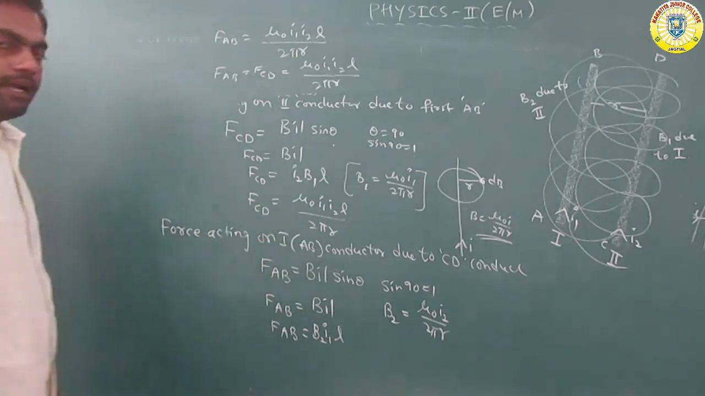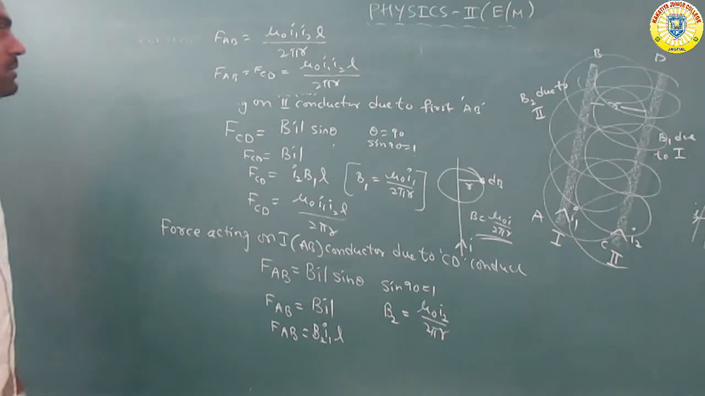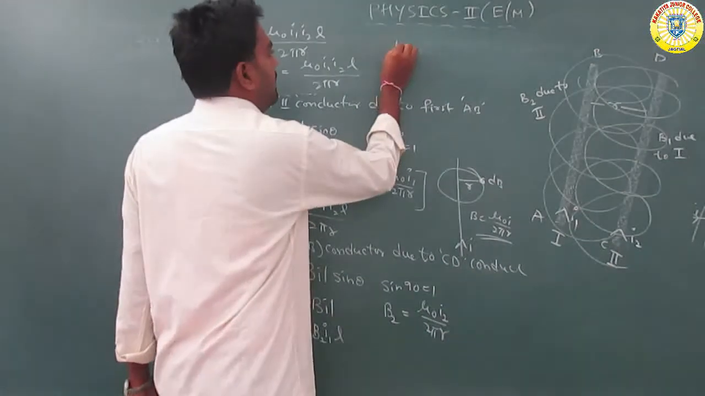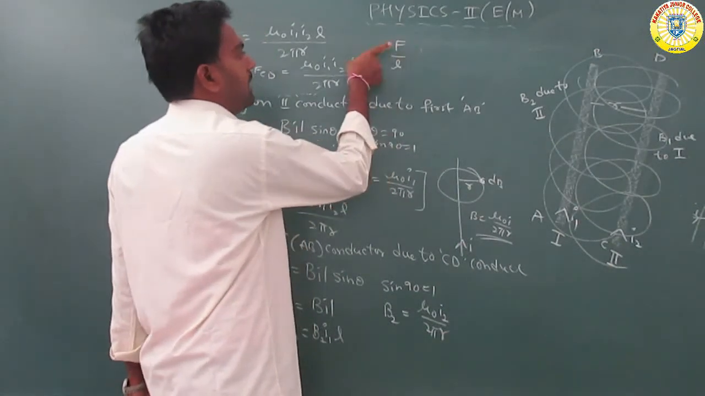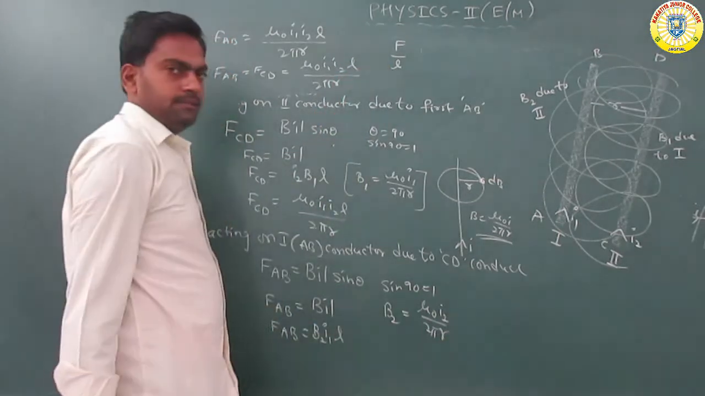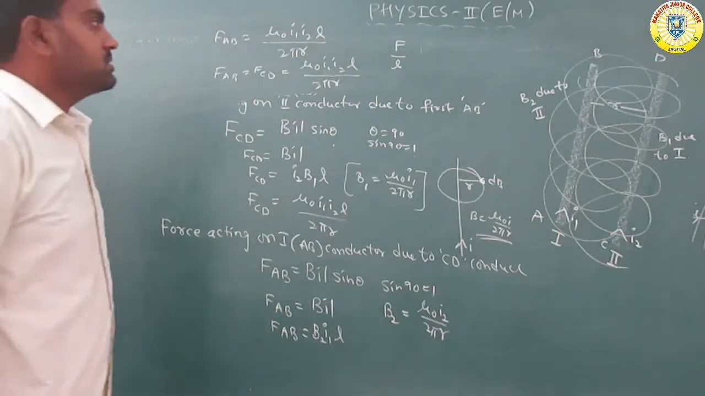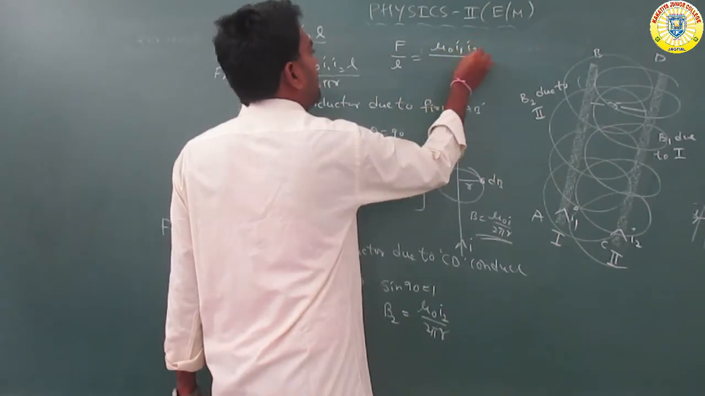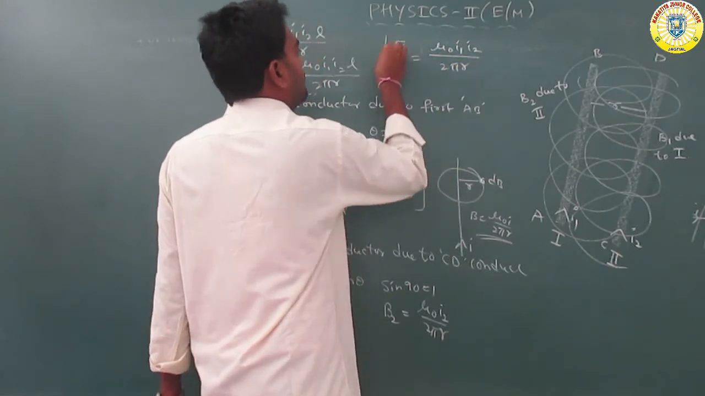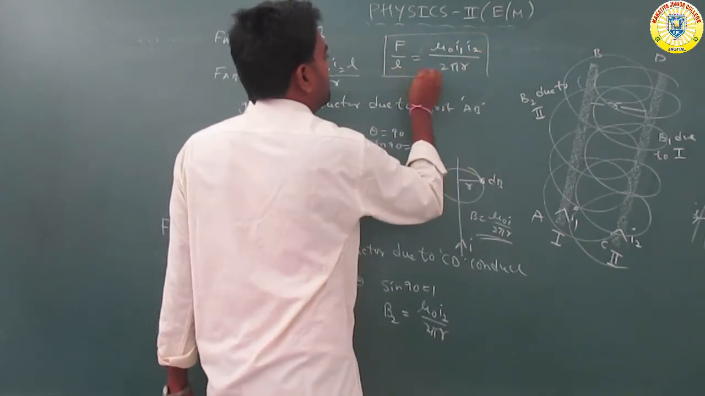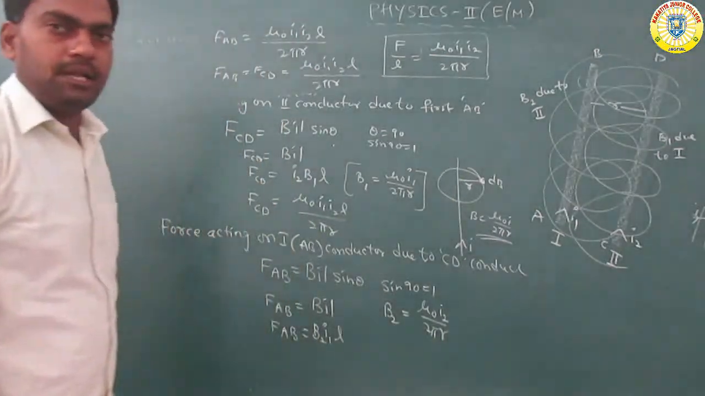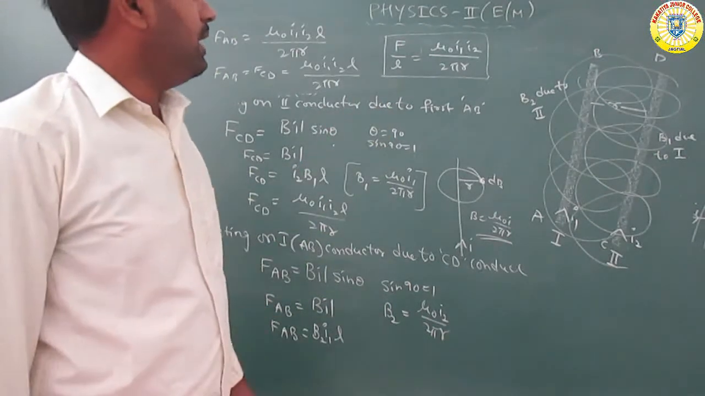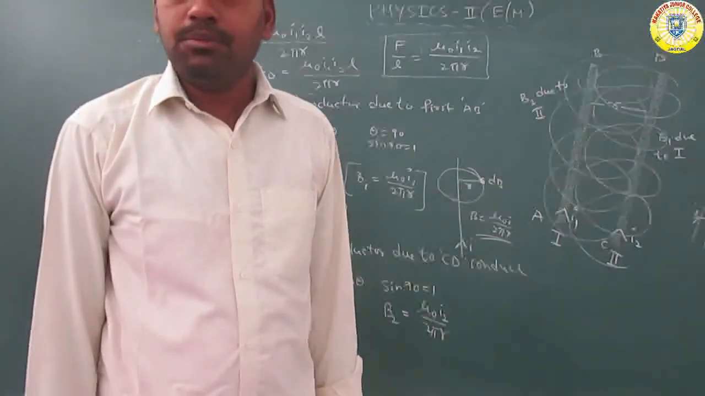But here we need to find the force per unit length. So L is taken to the other side, and we can write F by L. This is the force acting per unit length. So F by L is equal to mu naught I1 I2 by 2 pi r. This is the force per unit length between two parallel conductors.